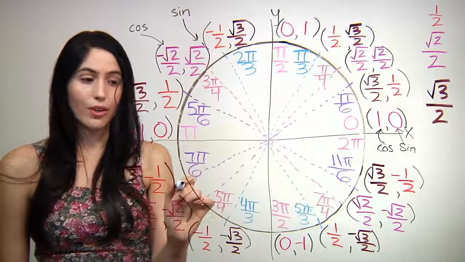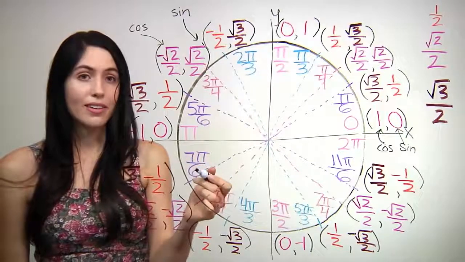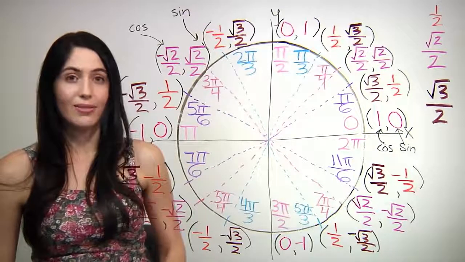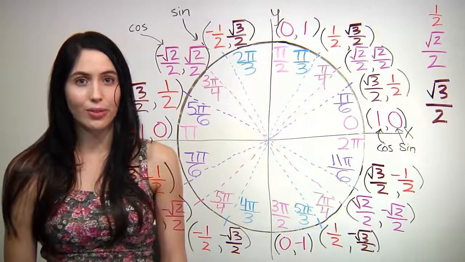If someone asks you, what's the sine of 7 pi over 6? Go to your unit circle. Sine is the second value in the point. So the sine of 7 pi over 6 is just negative 1/2. That is the answer.